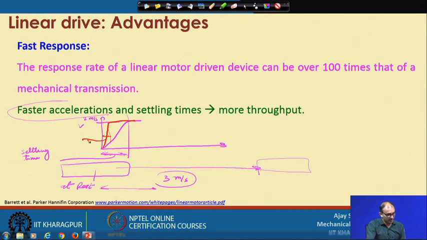So, that is settling time. So, if it is responding very fast, then your settling time will be very less. Quickly you are reaching your required velocity, and then you can start performing your operation. So, you are reaching the required position very fast. So, obviously your throughput is very high. Throughput means the production rate, how fast you can process one component. So, that is called throughput.